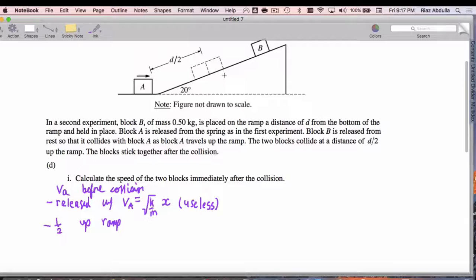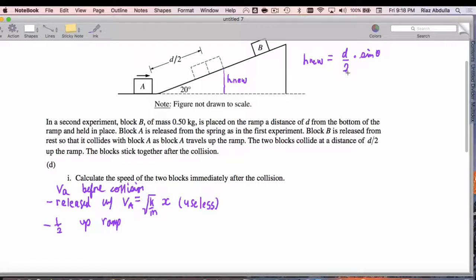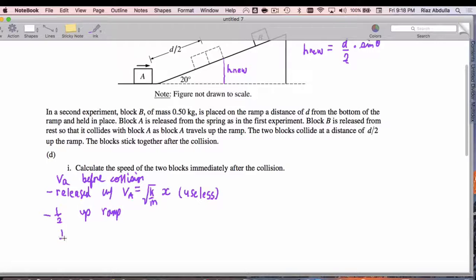So let's be clear. If this is h, and I'm going to call that h nu, we know that h nu is going to equal d over 2 times the sine of theta. And so let's get the speed halfway up the ramp. So we have 1/2 kx squared, and that's going to equal 1/2 m v_A squared plus m times g times d over 2 times the sine of theta. Now let's do a little bit of simplification. We're getting halves to cancel, which is nice.